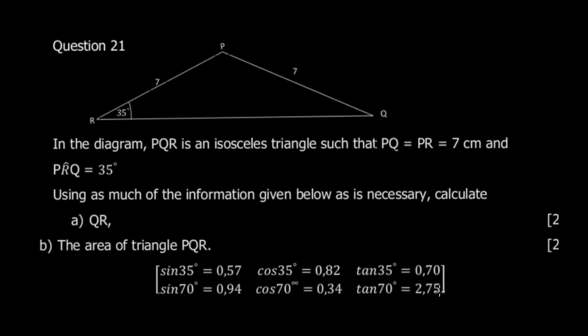We're finishing the rest of the questions in this video. So question 21 says we have this diagram. This is an isosceles triangle. We are told that these sides are equal, so PQ equals PR. Each side equals 7 centimeters, and we have this angle equal to 35 degrees. Using as much information below as is necessary, calculate QR. So we want to find the side here.